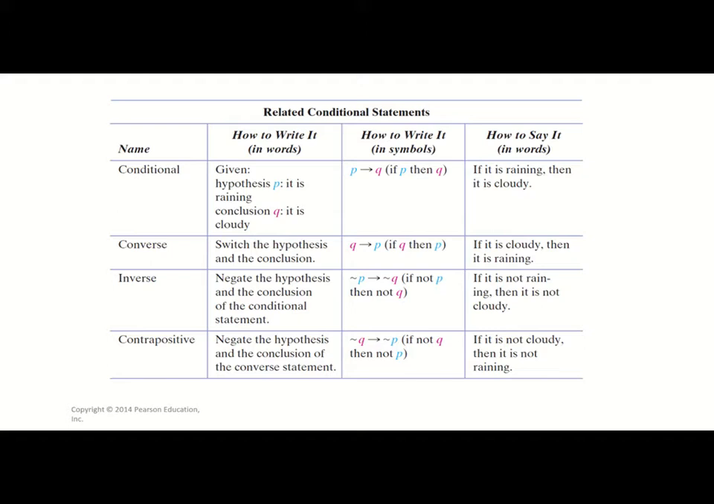The first thing we're going to do is just review quickly a conditional statement, which we talked about in the last two sections. And remember, your conditional statement is your if-then statement. So if P, then Q. The converse to that would be if Q, then P. The inverse is if not P, then not Q. And the contrapositive would be if not Q, then not P.